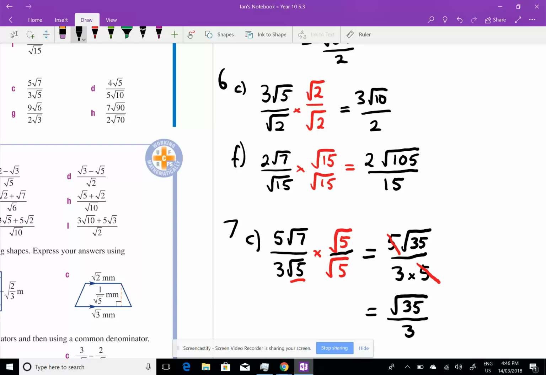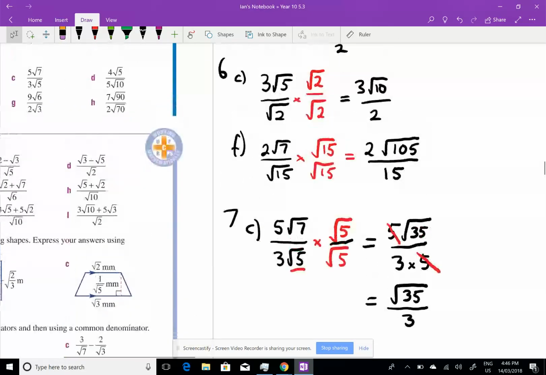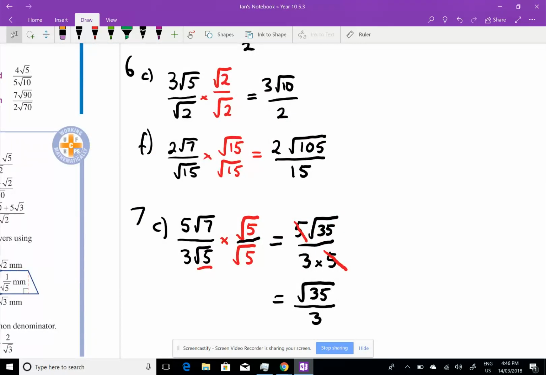7C, and we're right. Well, let's have a look at 7D. And I'll go over here. 4 root 5 on 5 root 10.